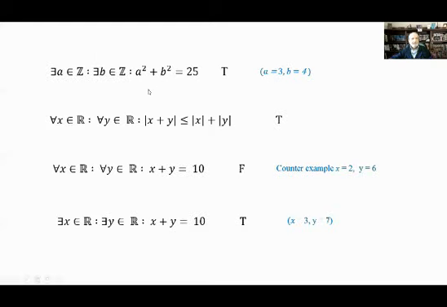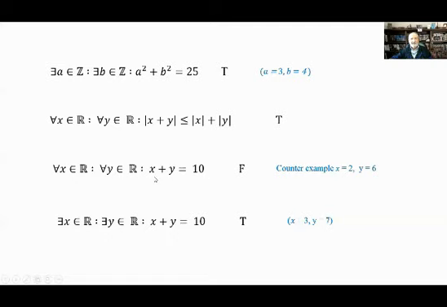More examples. There's a in Z, there's b in Z, a squared plus b squared is equal to 25. That's true. A is 3 and b is 4. For any x in R, for any y in R, absolute value of x plus y is less or equal than absolute value of x plus absolute value of y. That's a true statement. For any x in R, for any y in R, x plus y is equal to 10. Of course, that's false.